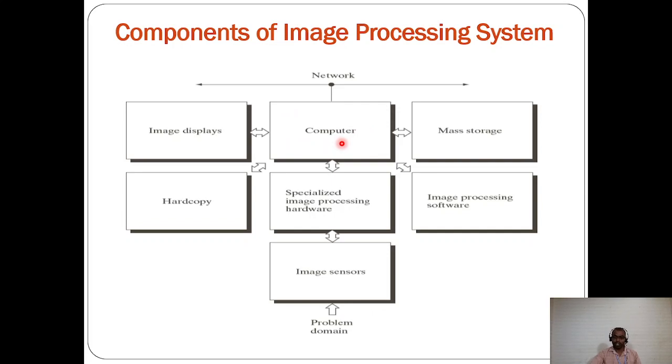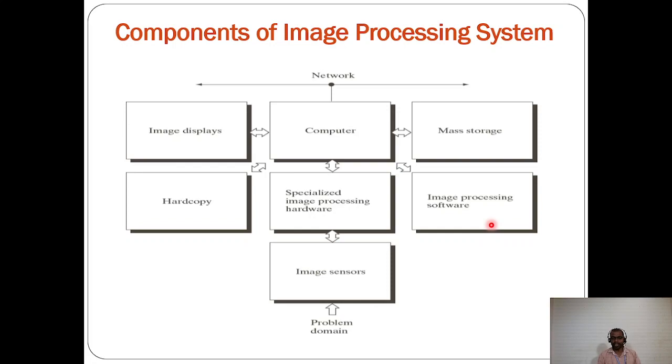Suppose you want to do normal image processing like Photoshop, then a normal computer is enough. But if you want to process satellite images, we need extra hardware components, so supercomputers are used for analyzing satellite images. The next one is software.